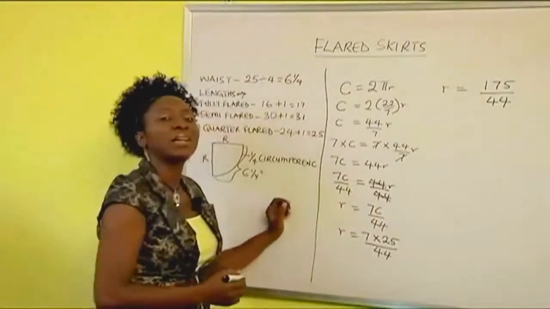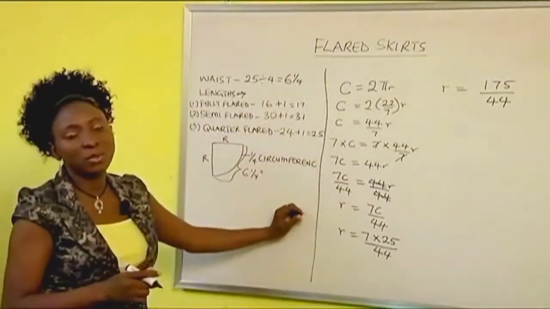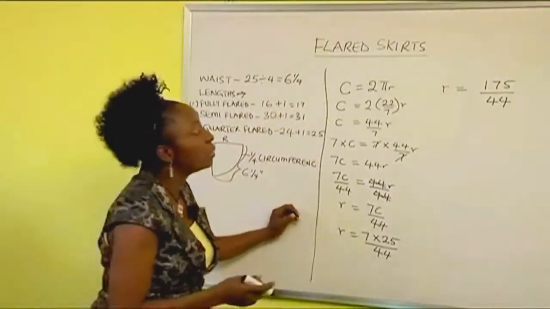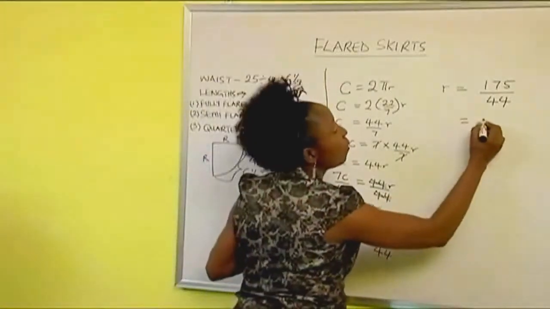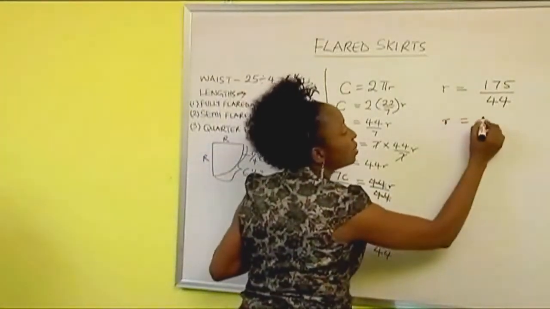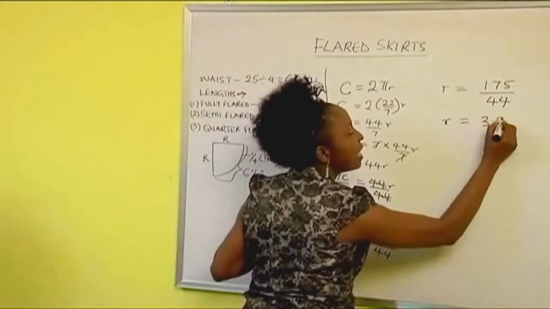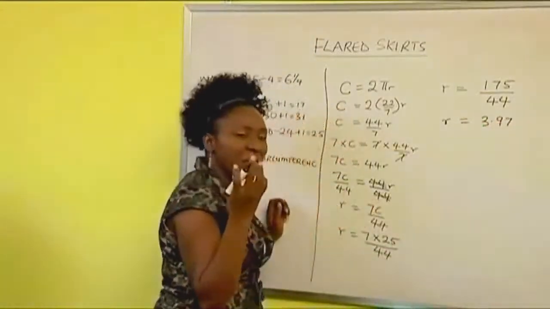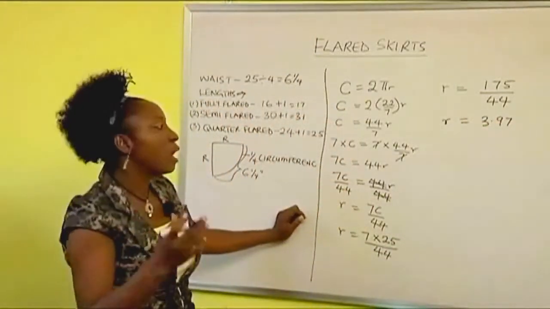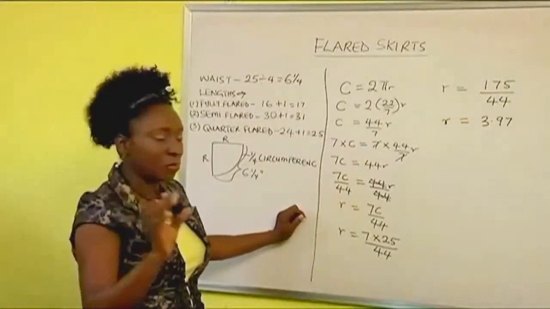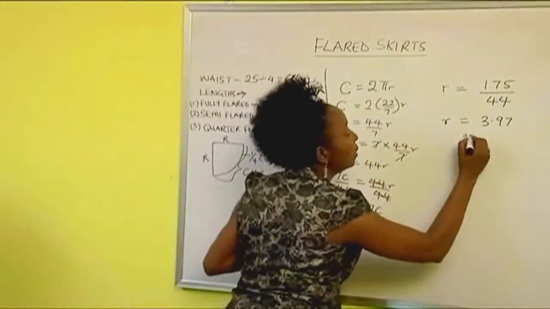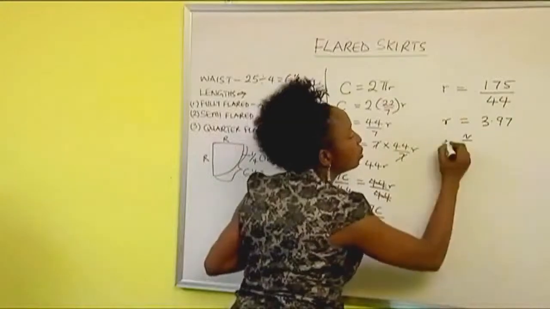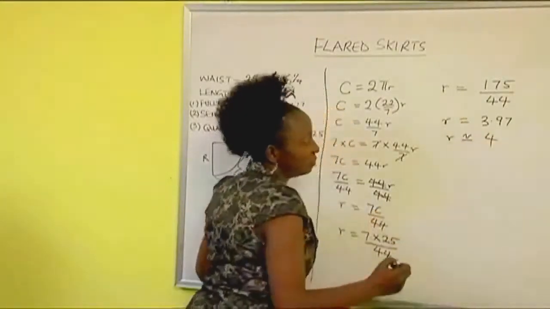Now just take a minute and try and calculate that with your calculator or with your phone. And that will give us r equals 3.97. You can see it's very, very close to 4. So I'm going to just approximate it to 4 inches.